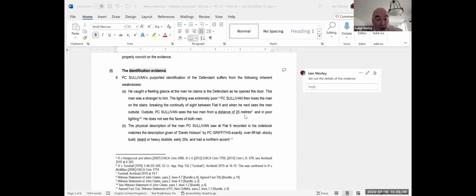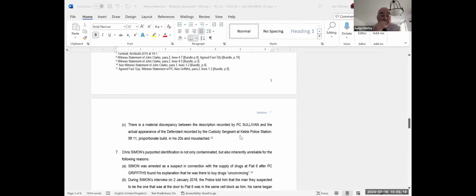B, the physical description of the man P.C. Sullivan saw at flat 6, recorded in his notebook, matches the description given of Derek Hodson by P.C. Griffiths exactly, being over 6 foot tall, stocky build, beard or heavy stubble, early 20s, and had a northern accent. C, there is a material discrepancy between the description recorded by P.C. Sullivan and the actual appearance of the defendant, Beeman, recorded by the custody sergeant at Keble Police Station, being 5'11", proportionate build, in his 20s and moustached.